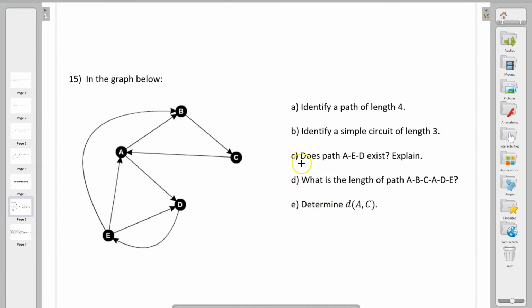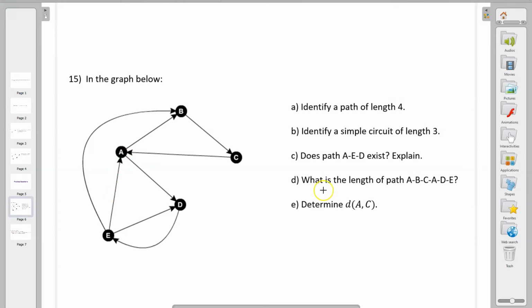The next part asks, does path AED exist? So we look at A, E and D. The only way to get from A to E is this edge. However, it's going against the arrow, so we're not allowed to do that. You can't go against the direction of a directed edge.